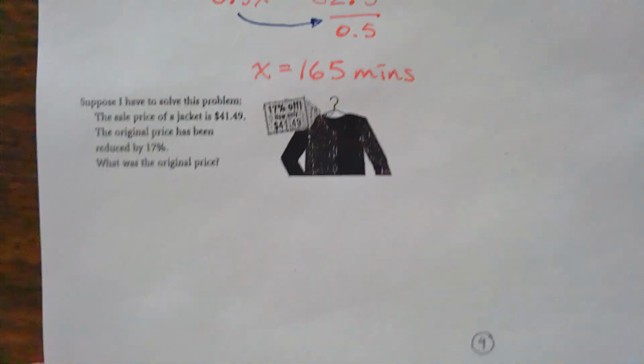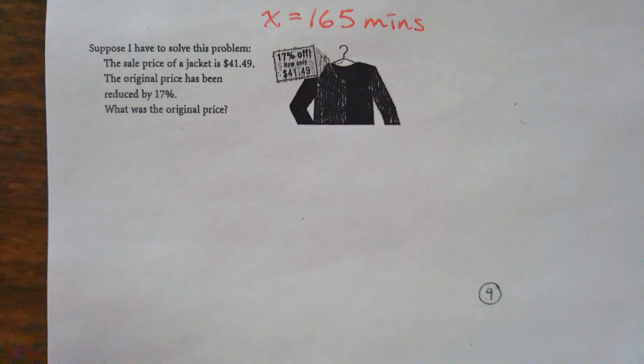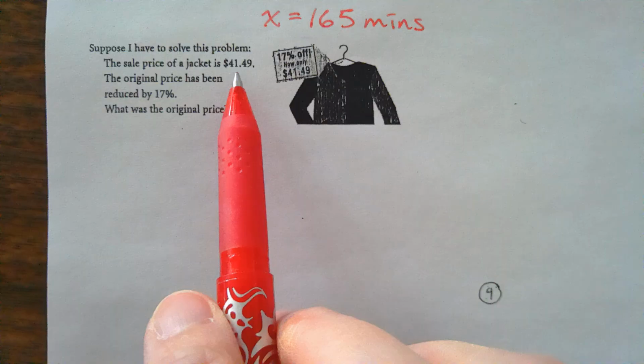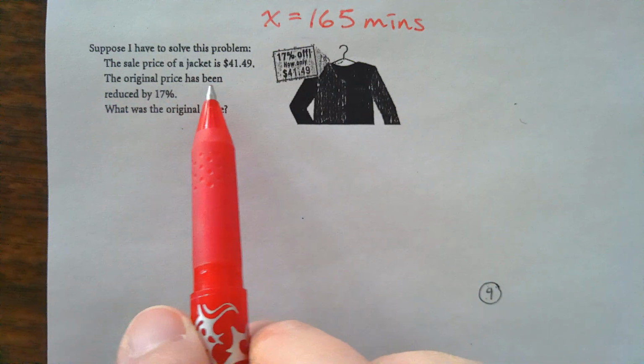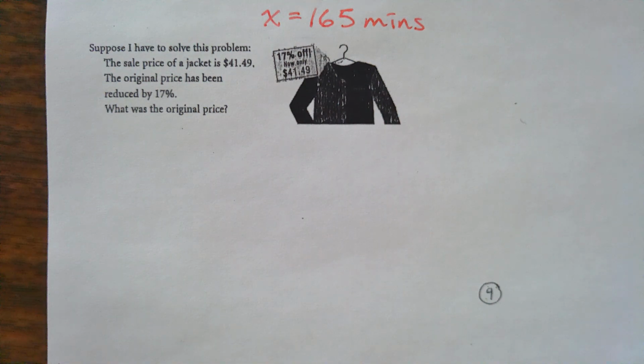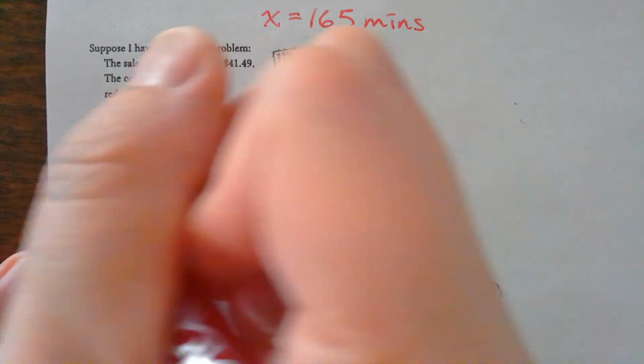Okay, last one right here. Suppose I have to solve this problem. The sale price of a jacket is $41.49. The original price has been reduced by 17%. What was the original price? Doesn't this question look familiar? Yes. Where did we see this question before? Chapter 1 and 2. Yeah, so we know how to do this.